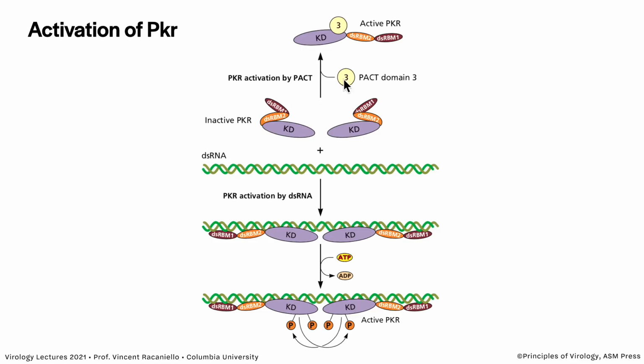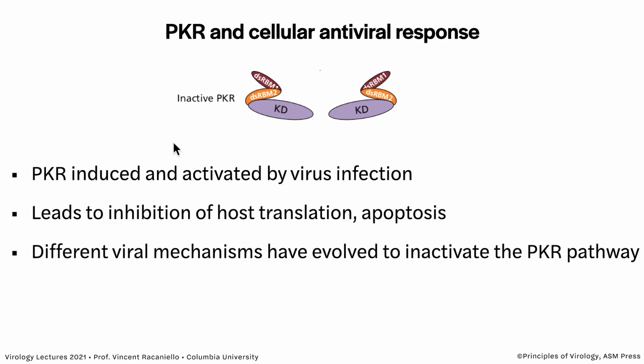Here is a protein called PACT, which is a cell protein that can activate PKR in the absence of double-stranded RNA. So this is a protein that has important functions in the host cell, PKR, but it is a part of the viral defense. And as you'll see in a moment, PKR is induced by interferon. So it's part of the early innate defense against virus infection.